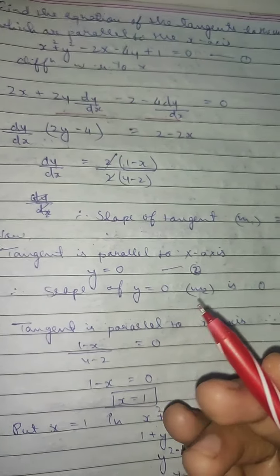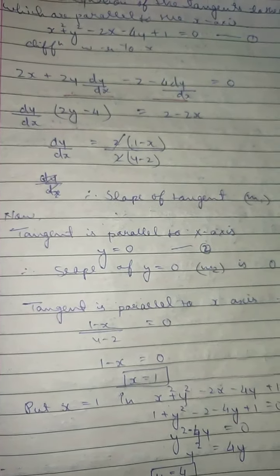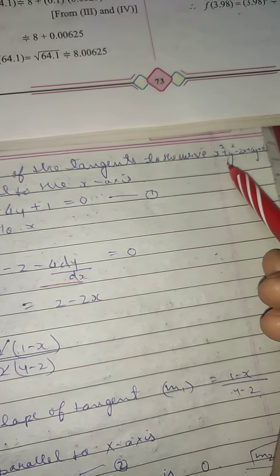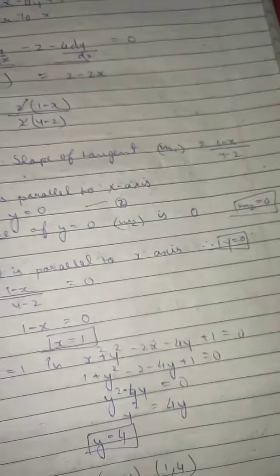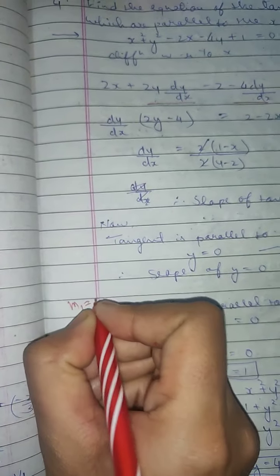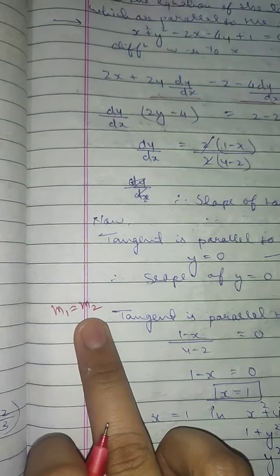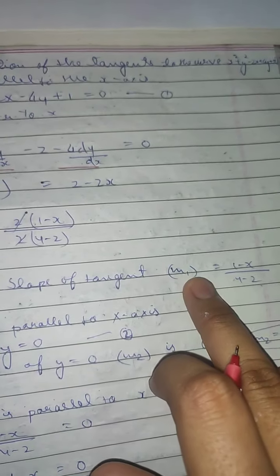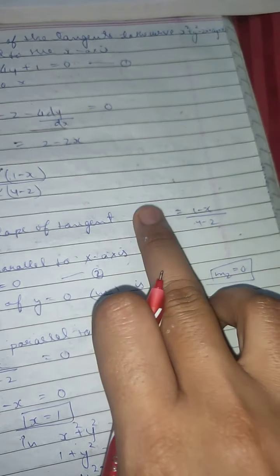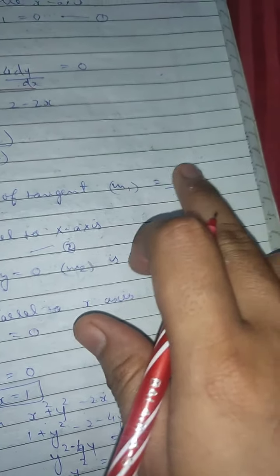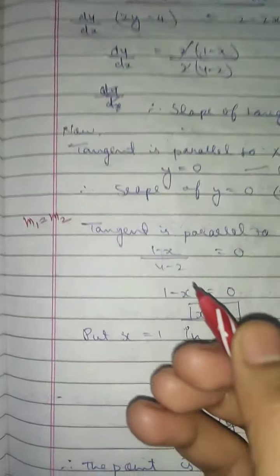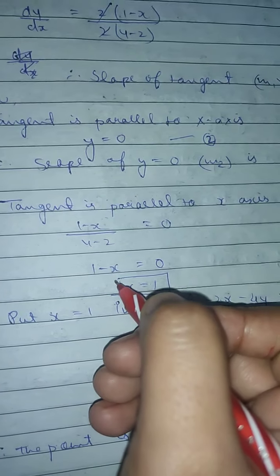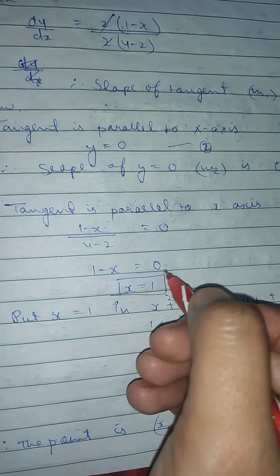Parallel is given. The required tangent and this curve will be parallel, so their slopes will be equal. This is the condition m1 is equal to m2, whenever the parallel condition is given in your question. So this is m1 and this is m2. So m1 is equal to m2, so we get this full expression equal to 0. Then the denominator will go to the other side and multiply, so it will be 0. So minus x will come to this side as plus x. So x is equal to 1 we got.